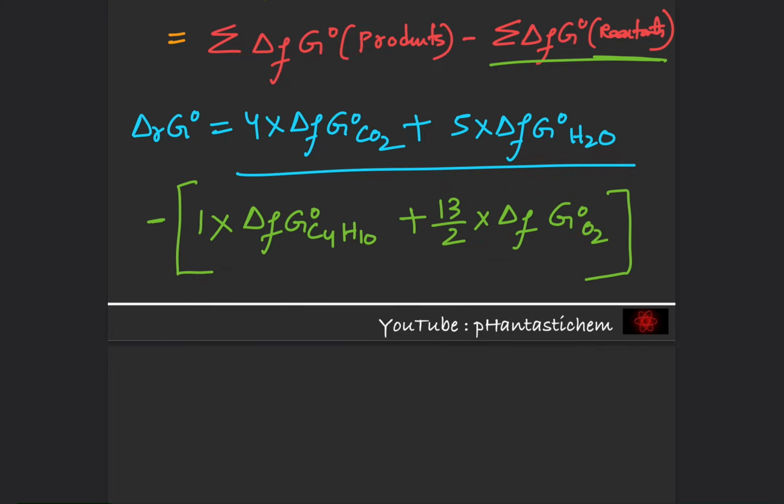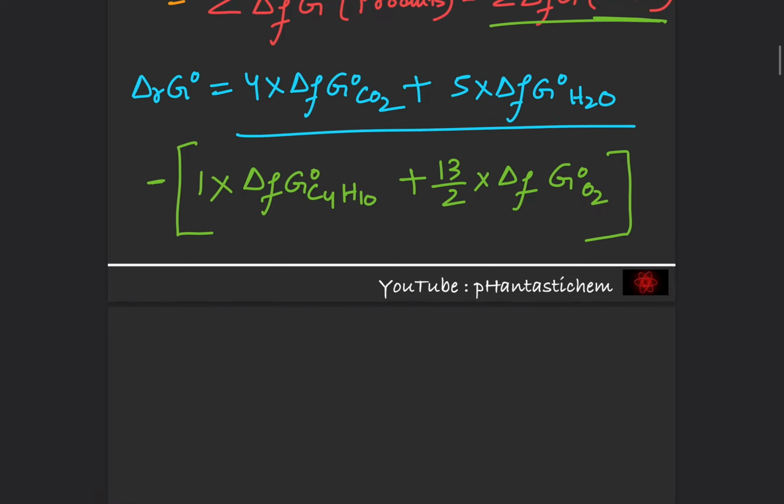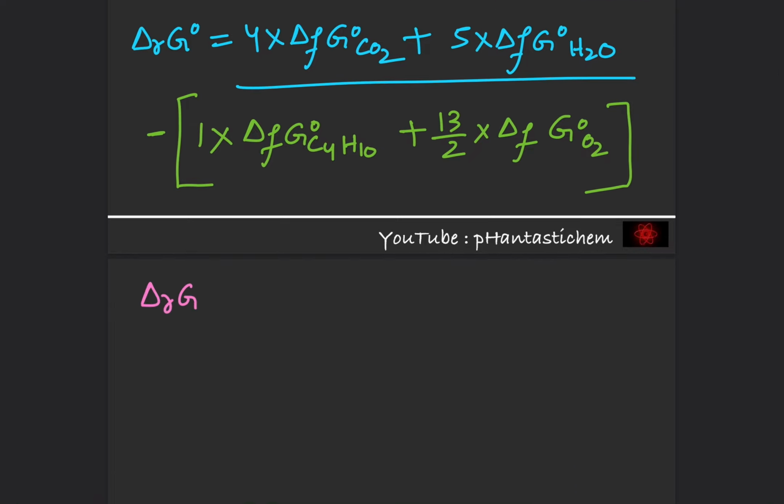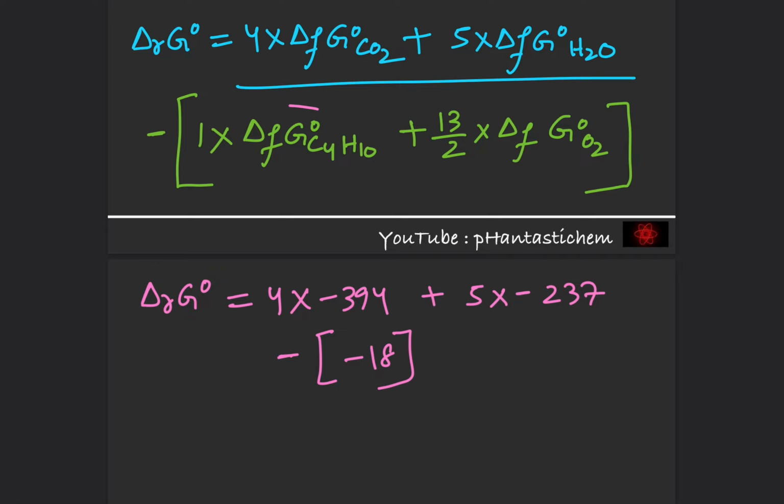So therefore we can write delta R G naught is equal to, and these values are given to us in the problem, delta F G naught of CO2, delta F G naught of H2O, delta F G naught of C4H10. These are given to us. So substituting these values, we will get 4 into minus 394 plus 5 into minus 237 minus of minus 80. This value is given to us as minus 80.